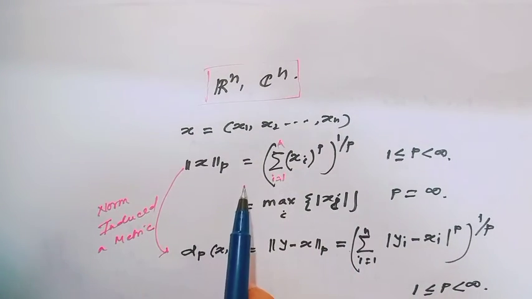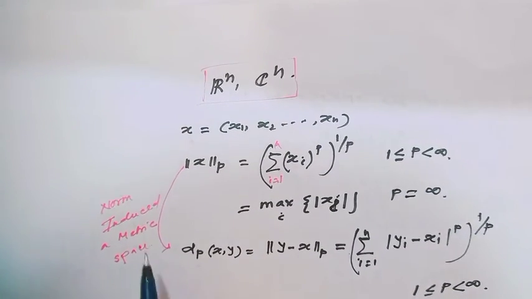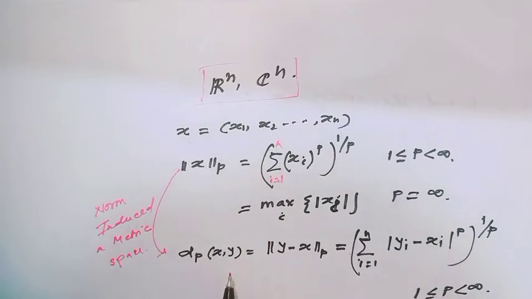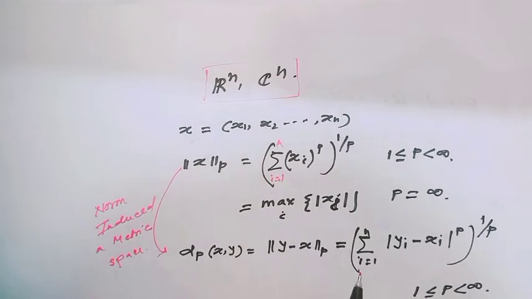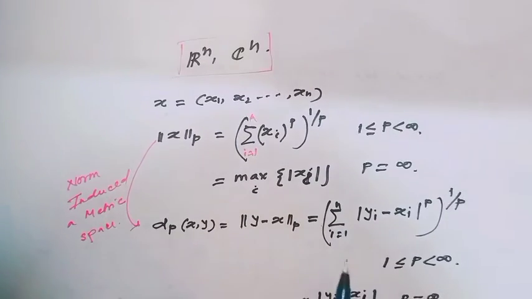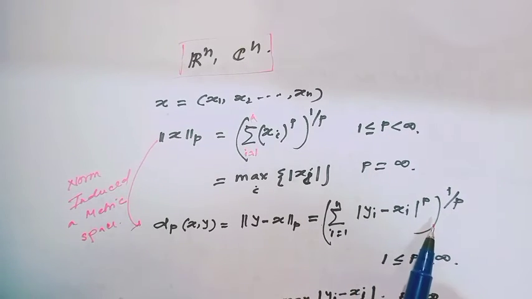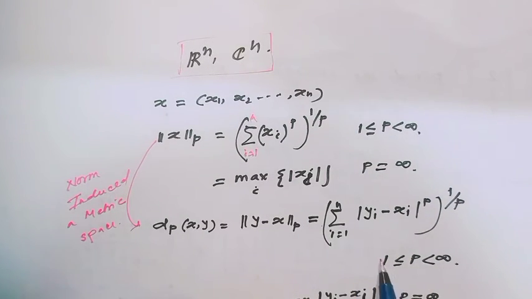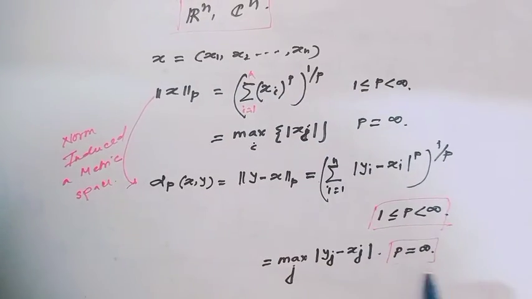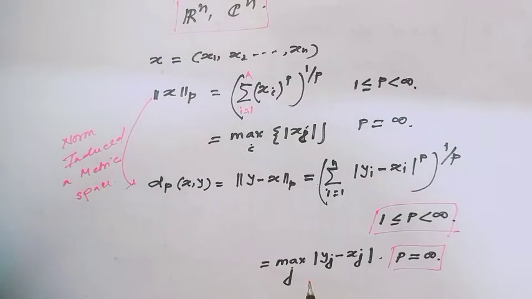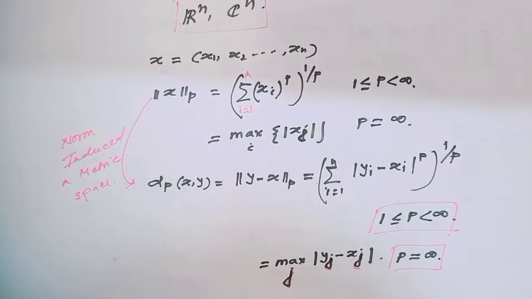And these two norms always induce a metric space, and this metric space is such that d_p(x, y) equals the norm of y minus x_p, which is equal to the summation i equal to 1 to n of absolute value of y_i minus x_i to the power p, all to the power 1 over p, when p is less than infinity, and when p equal to infinity, then this is actually max over i of |y_i minus x_i|.